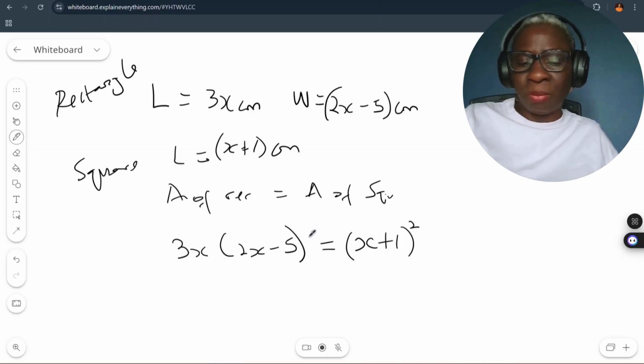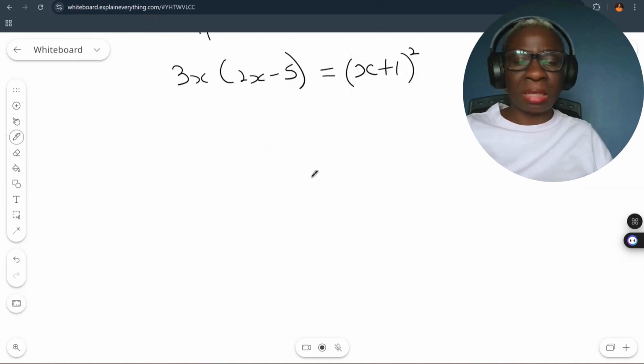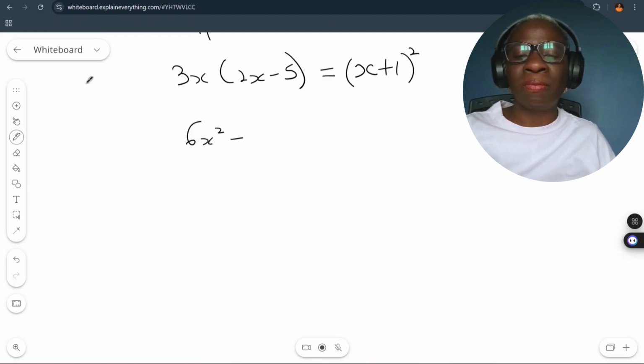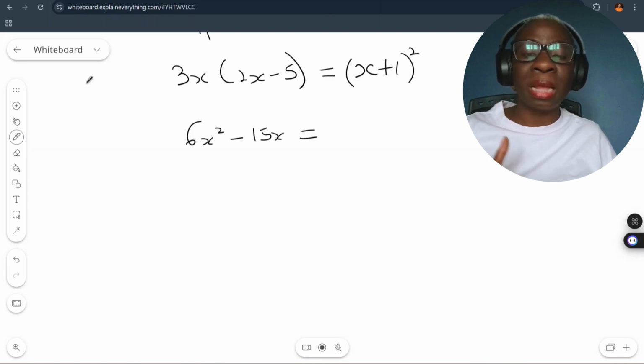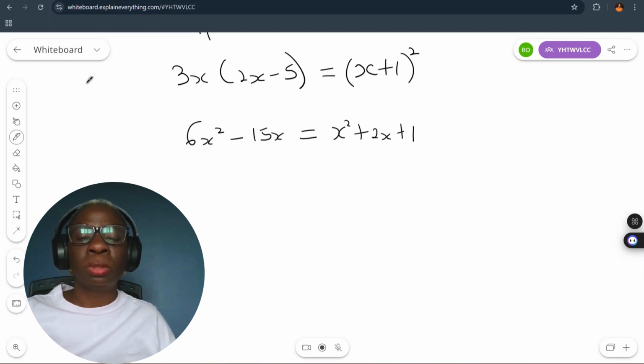Now that we have formed the equation, let's solve for x. The first thing we have to do is expand the one at the right hand side. Let's even expand everything. Let's simplify the left hand side and then simplify the right hand side also. So 3x times 2x would give 6x squared. Then 3x times negative 5 would give negative 15x. And if you expand x plus 1 squared, it will give x squared plus 2x plus 1. Then now we can simplify and solve for x.